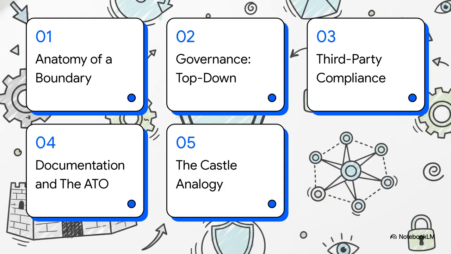We're going to build this from the ground up. First, we'll look at the anatomy of a boundary. Then we'll move up to governance itself, that top-down mandate. After that, we'll get into managing third-party compliance and the critical role of documentation and the ATO. And to wrap it all up, we'll use a simple castle analogy to make sure everything sticks.